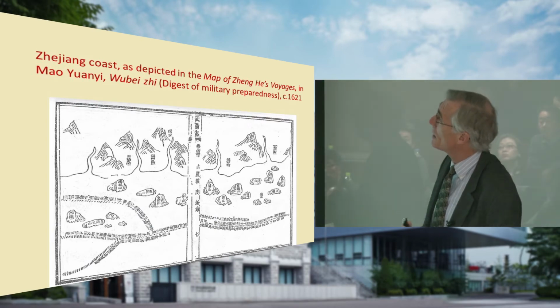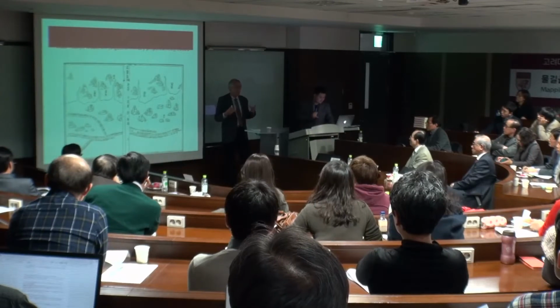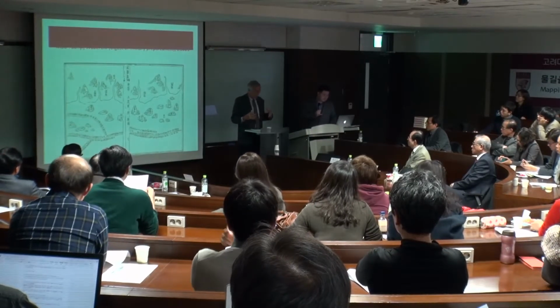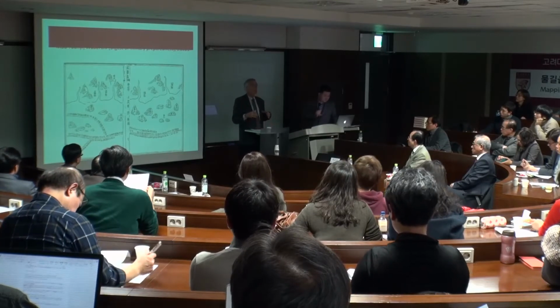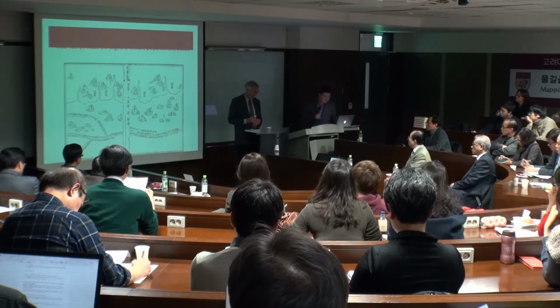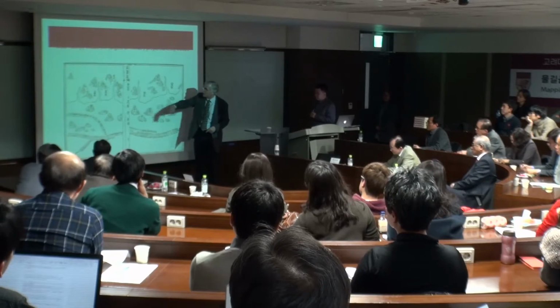You would be able to read that this map is taken from the Wu Bei Zhi. This is a compilation produced about 1621 in which the compiler has included maps from the Zheng He expeditions from the 15th century. So here in this map, we are out in the water looking towards the land, and this is the route that Zheng He's fleet took as it sailed down the Chinese coast.